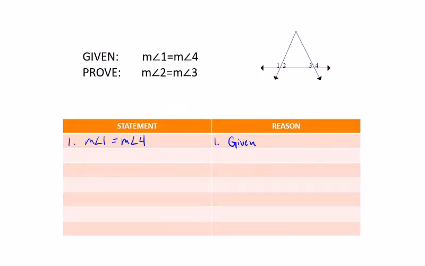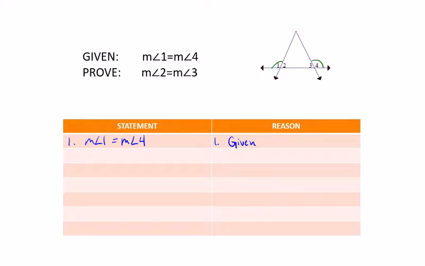And then measure of angle 1 is equal to the measure of angle 4. So I'm going to put that in my diagram just to remind myself and visualize it. So I know I want to end up at this, right? I want to end up with measure of angle 2 equals the measure of angle 3.